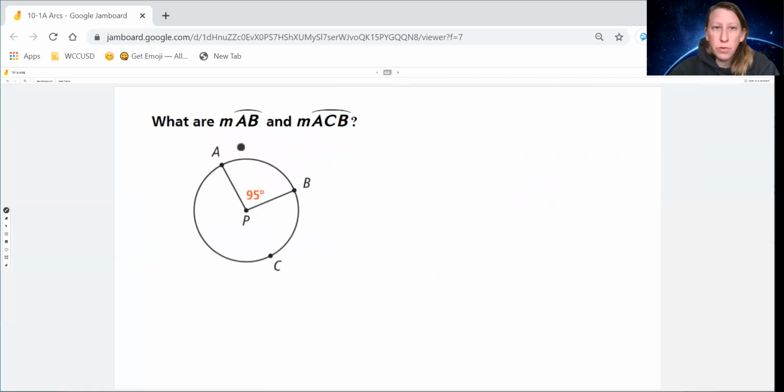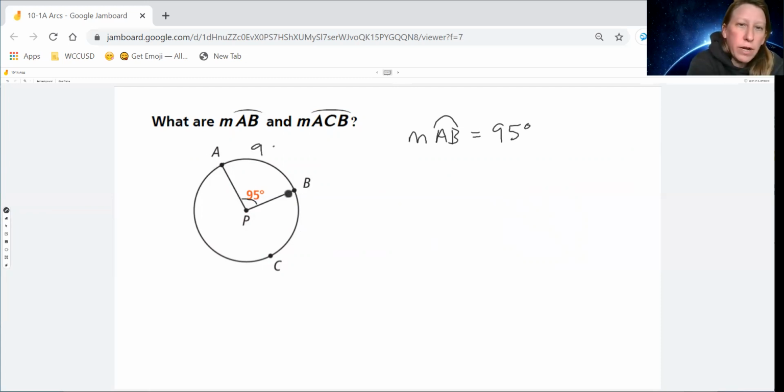So let's do a problem. What's the measure of this minor arc AB? Well, it can't get too much easier. The measure of arc AB is simply 95 degrees. The measure of this little minor arc AB is 95 degrees. You barely have to show any work, okay? If you have a central angle and you have the measure of the central angle, that is the same as the measure of the arc.